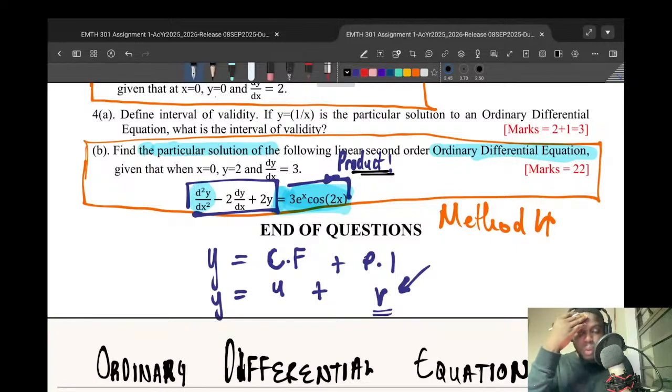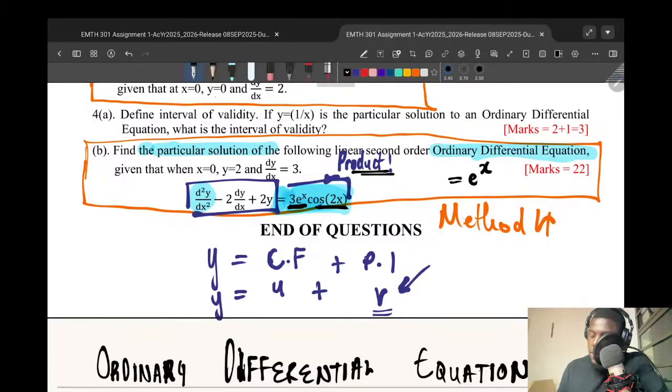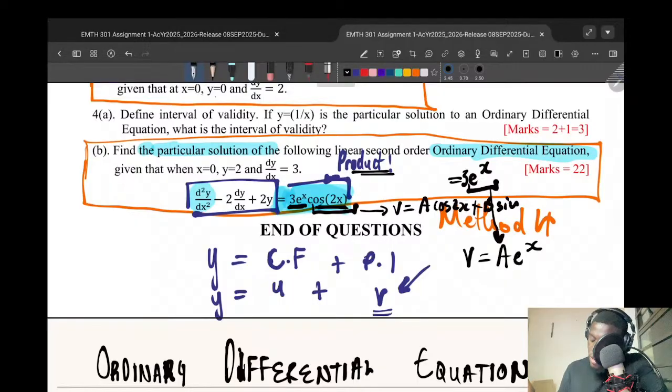You look at the v. What do you mean by product? We have the exponential, e to the x. Then we have cos 2x. And they're not adding, they're multiplying. So this is a product. If our right side was just e to the x, or maybe 3e to the x, then for v we would just say v is a e to the x, because we take this but put an a. Then for cos 2x, we would have said v is equal to a cos 2x plus b sine 2x. Then we would try to look for a and b.